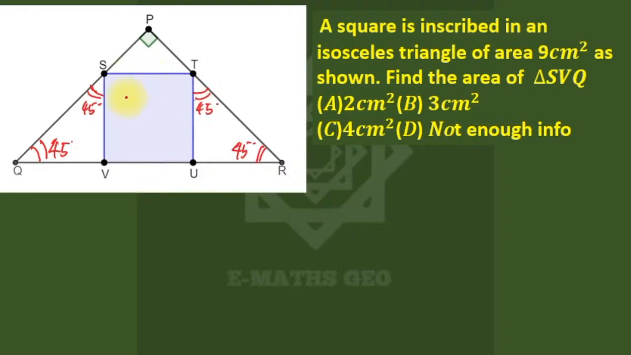Okay, and the sides, from what they said, a square is inscribed, so if we call this side x, here is also x, here is also x, here is also x.